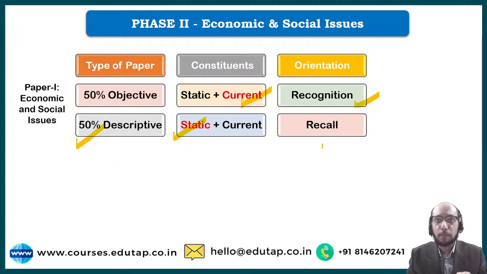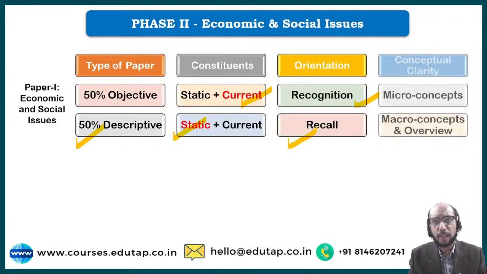So for the descriptive paper, recognition is not going to help you because they're not going to give you any options. Options are going to be there in the objective paper. In the descriptive paper, recall has to be built. And how that recall can be built is something that I have spoken about and I'm going to talk about again going ahead. If we move ahead, you will be able to see conceptual clarity.